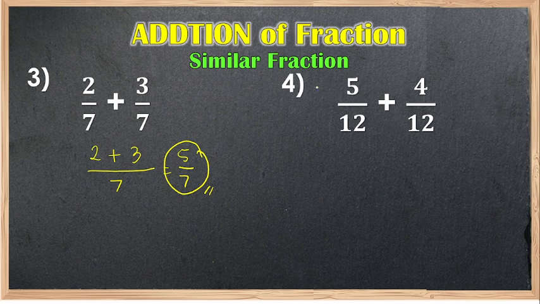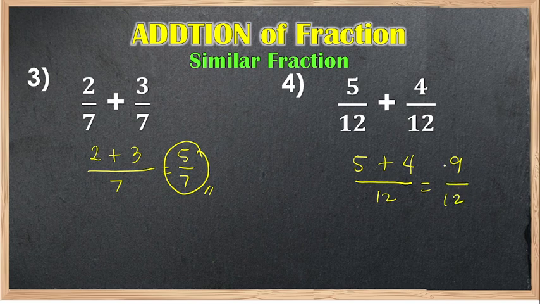Okay? Next, number 4. So, we have 5/12 plus 4/12. So, add the numerators, 5 plus 4. Then, copy the denominator, 12. Then, perform the operation, 5 plus 4. The answer is 9 over 12.